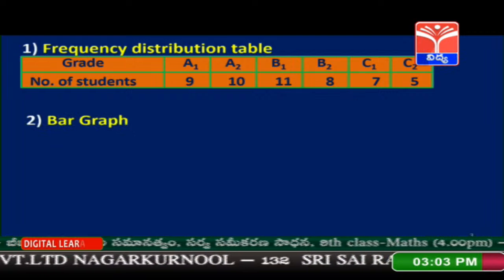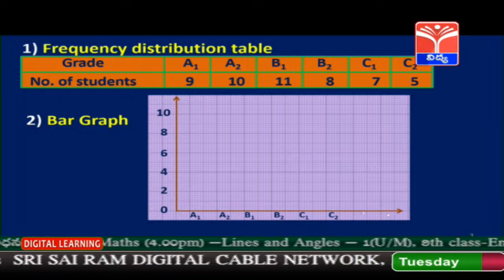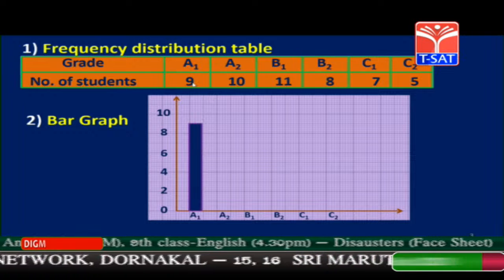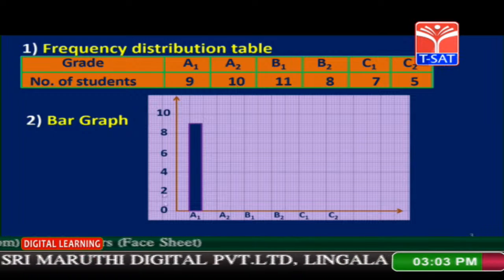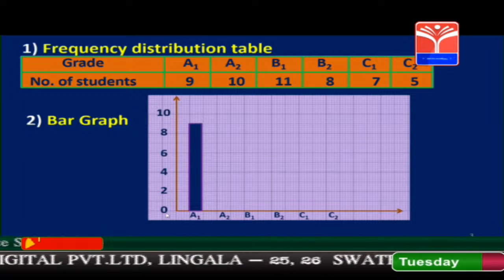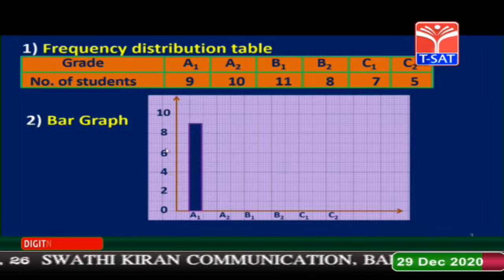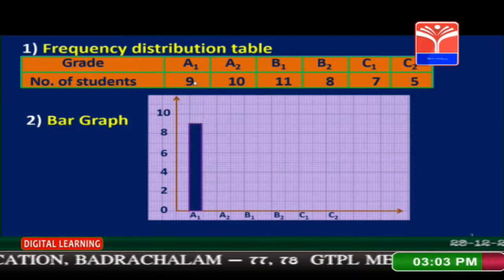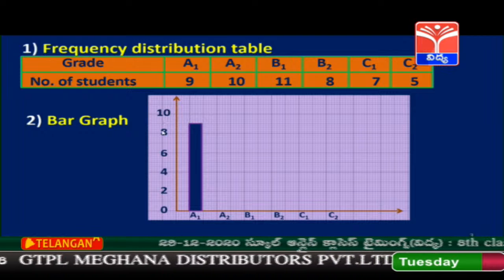Yes, I am using here bar graph. Children, this is a graph paper. This is x axis, this is y axis. Now, A1 is 9. I have taken on y axis 1 unit equal to 2 students. So, 2, 4, 6, 8, 10. What is the number of students for A1 grade? Yes, it is 9 students. So, 9 will come between 10 and 8.